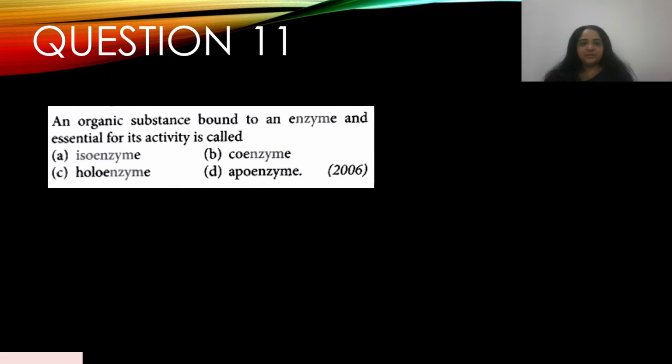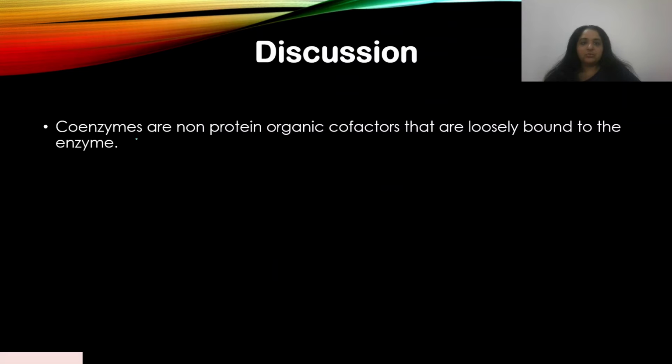Question number 11. An organic substance bound to an enzyme and essential for its activity is called, and this appeared in 2006, A, isoenzyme, B, coenzyme, C, holoenzyme, and D, apoenzyme. So an organic substance bound to an enzyme is a coenzyme. Okay, so the answer is B. Coenzymes are non-protein organic cofactors that are loosely bound to the enzyme. We already discussed coenzymes, different types of cofactors, that are attached to the apoenzyme. Let's move on then.